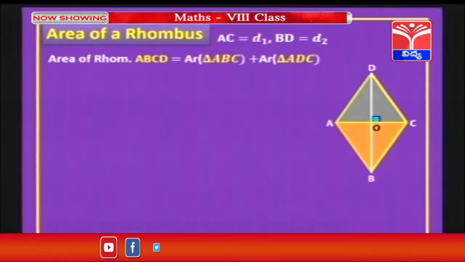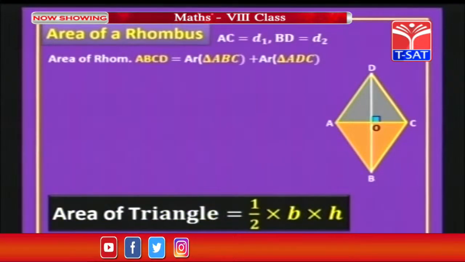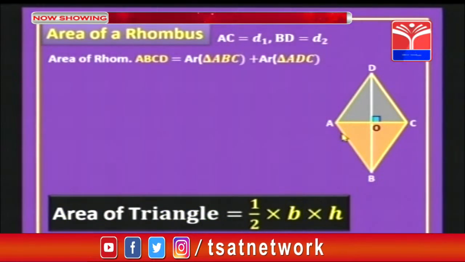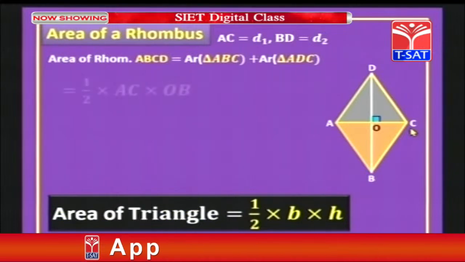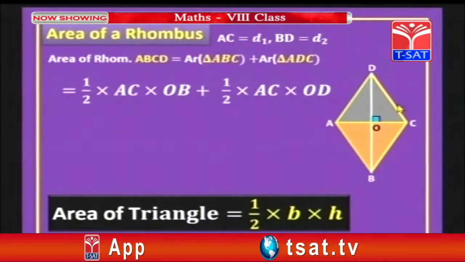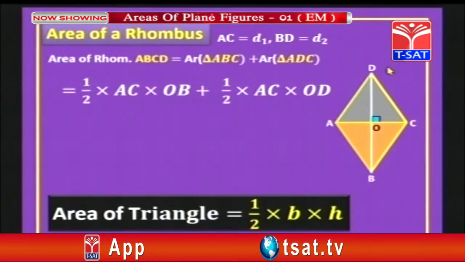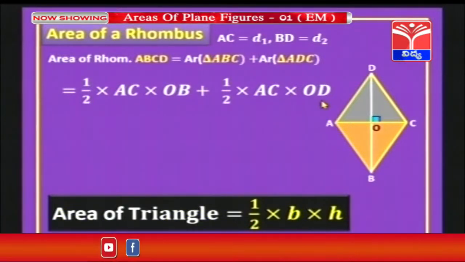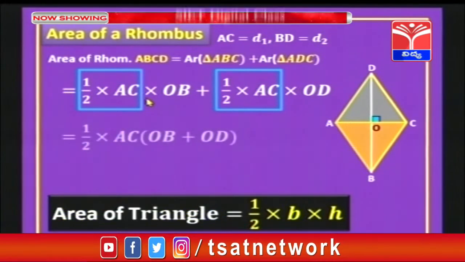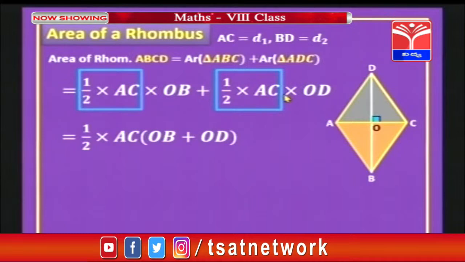So let us substitute the values of the area of the triangles. Area of a triangle is half base into height. So here what is the base I am assuming? AC. So if AC is the base, what is the height? OB. Again for this triangle also I am assuming AC as the base, so the height will be OD. So substituting this, is there anything common, children? Half AC. Take out half AC common. Left is OB plus OD.